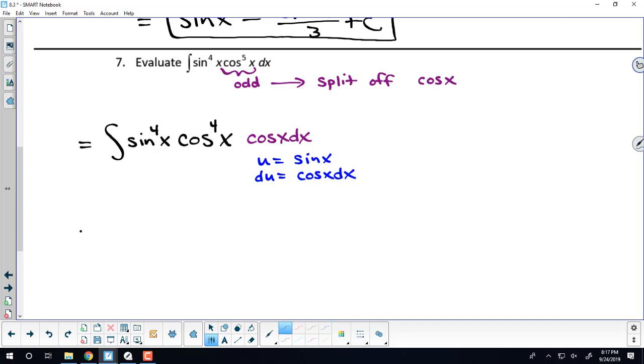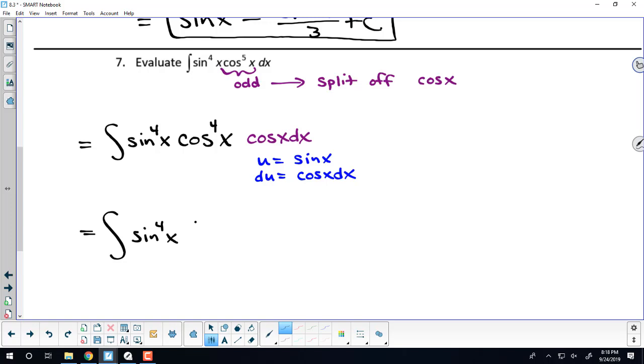So, some people chose to continue expanding. That's fine. At some point, you did end up using substitution. So it really doesn't matter at what point you use substitution. We can do that now after we change cosine to the fourth. We can write that as a difference of squares and then use substitution. It doesn't really matter. So we'll leave sine alone because that's our u.